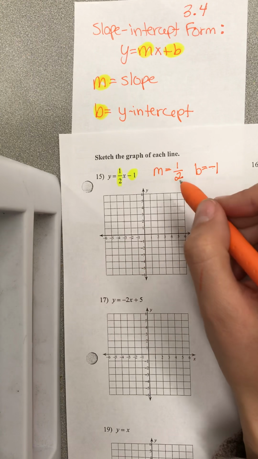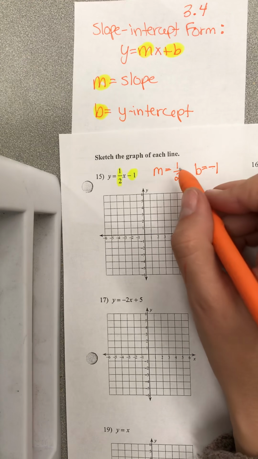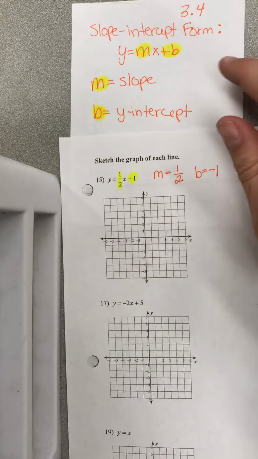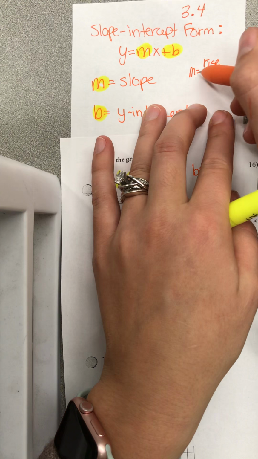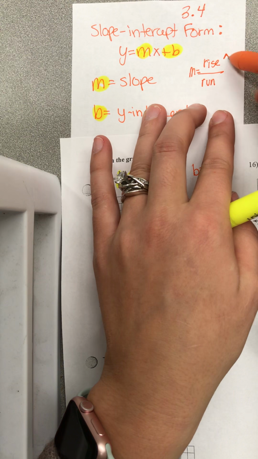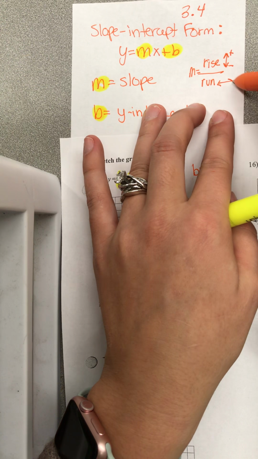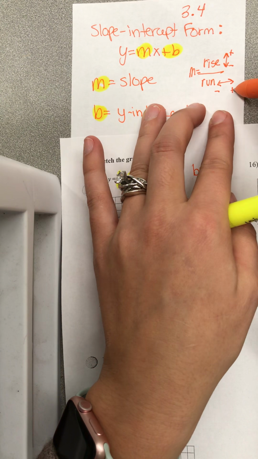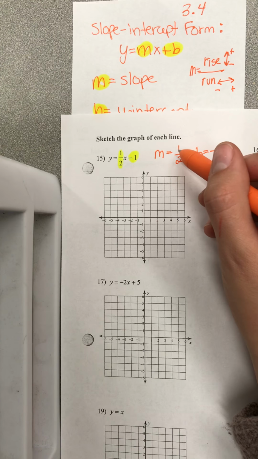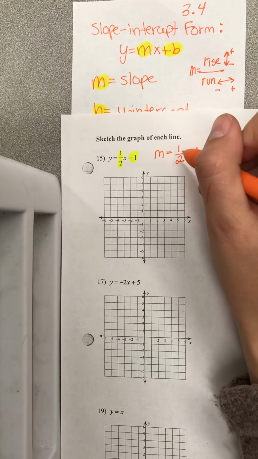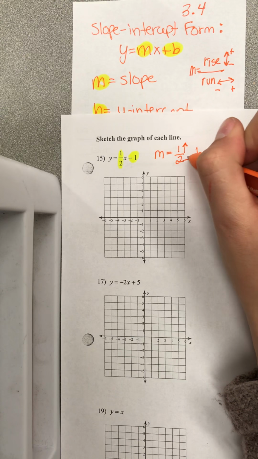Before plotting any points, I like to go next to my slope and draw arrows that direct me up and down or left to right. So just as a quick reminder, I'll write that over here. M is equal to rise over run. Rise takes you up and down. Up is positive, down is negative. Run takes you left to right. Left is negative, right is positive. So both my top and bottom number are positive. Since my top number is positive, that makes me go up 1. Since my bottom number is positive, that makes me go right 1.